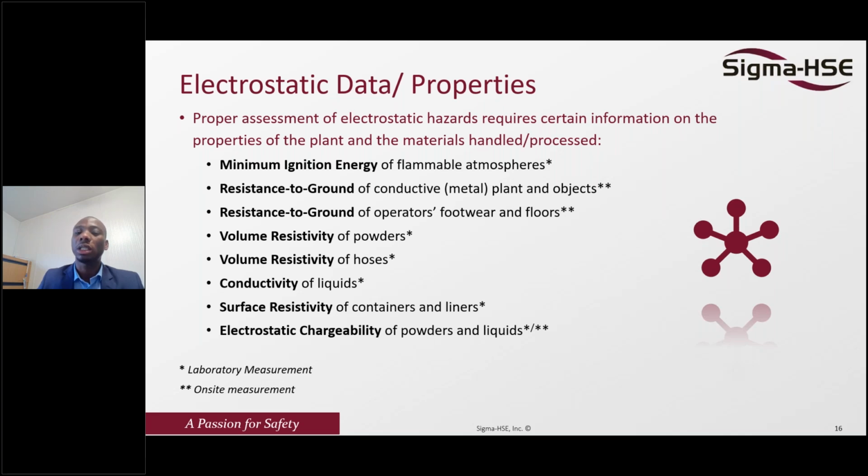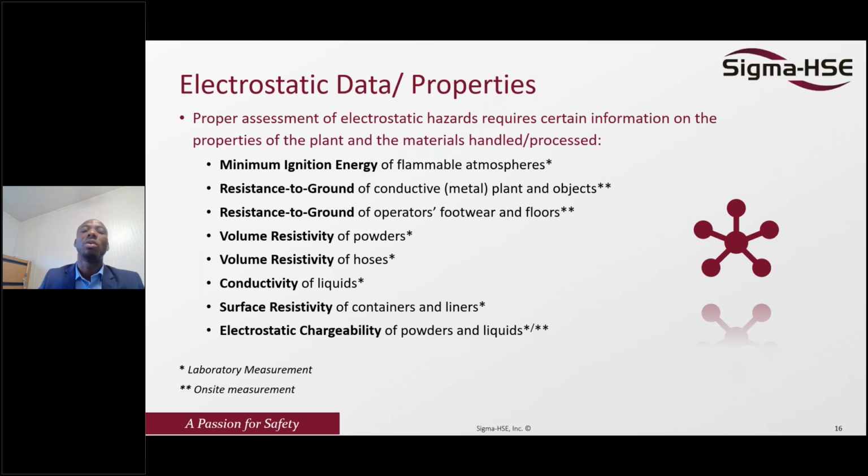I need to know the volume resistivity of my powders, whether it is more than 10 exponent 11 or 10 exponent 9. If it is less than 9, we consider it as static dissipative. If it's more than that, we consider it as insulative. In case I have a hose with liquid, I need to know the liquid conductivity, which can be done in the lab.